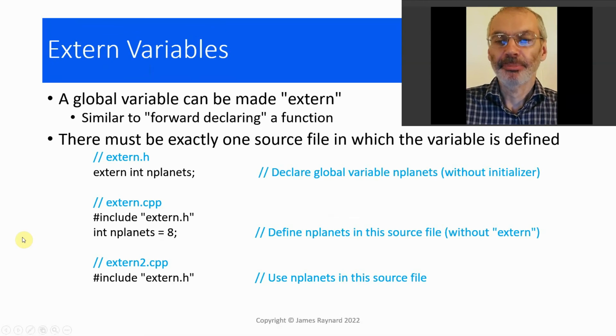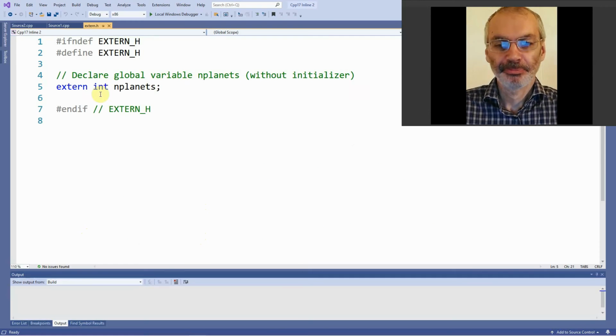Is there anything similar to inline functions for variables? C has the extern keyword, so we can have a variable which is declared as extern, and then we have source files which can include this header without getting multiple definitions. There must be one source code file and only one source code file where this variable is actually defined. So this is a bit like forward declaring a function. You can have the forward declaration in lots of different source files, but there has to be somewhere where the function is actually defined.